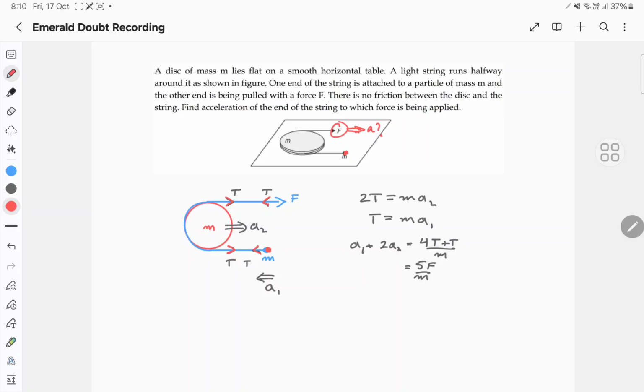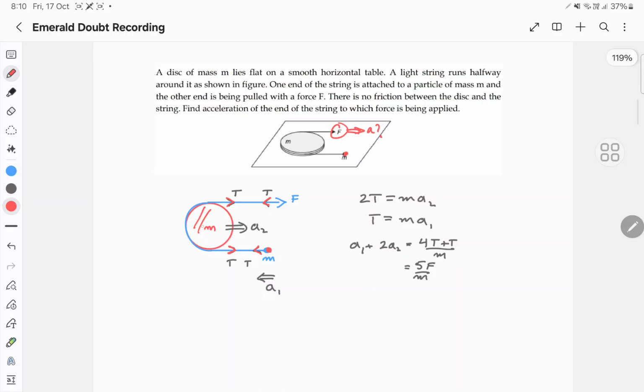F equals ma for the disk, then that's this. 2T are the two tensions which are pulling it, no other force. mg is vertical, you have a normal reaction from the ground, this is the top view of the disk. So 2T is equal to mass into acceleration of the disk, call it A2. So A2 will be with respect to the ground, right? We have taken the real forces.